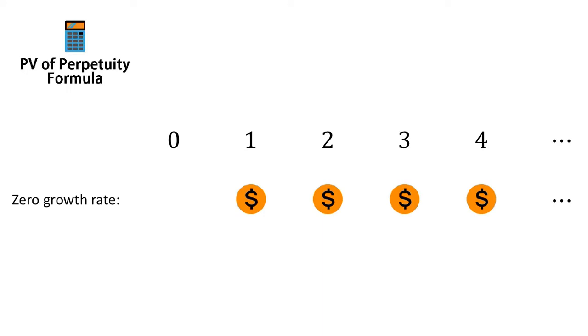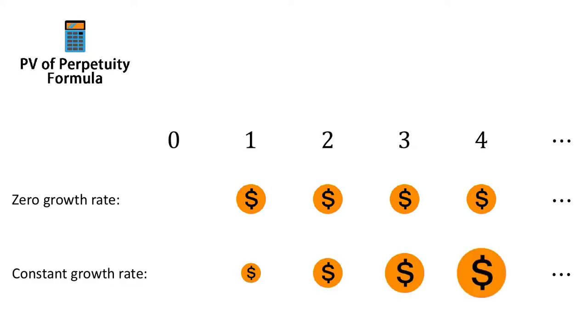So this is the type of perpetuity you already know, the zero growth rate perpetuity. It pays a fixed amount of money every year, forever, starting in year one. But there's also a constant growth rate perpetuity, a growing perpetuity, which pays an amount each year, starting in year one, forever, but the amount isn't fixed. It grows each year by a certain percentage, a constant growth rate.